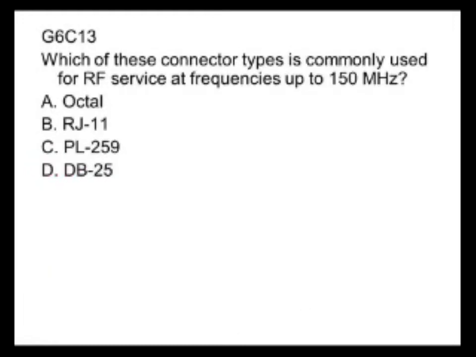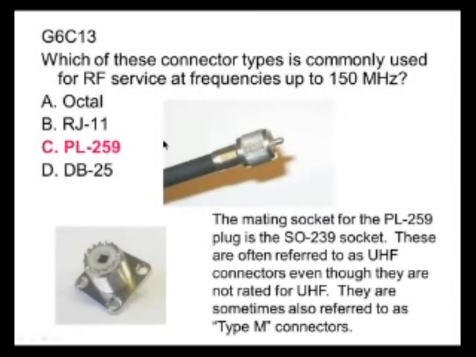Which of these connector types is commonly used for RF service at frequencies up to 150 megahertz? RF, you'll remember, is radio frequency, and what we're looking for here is an antenna connector, and the antenna connector in this group is the PL259. That's your common antenna connector that you use between your transceiver and your antenna. And this is the male end of it, the PL259.